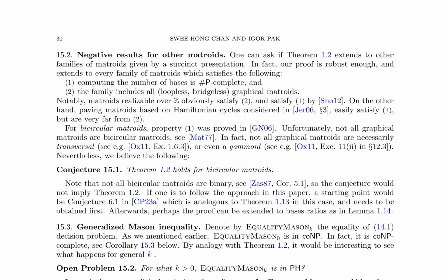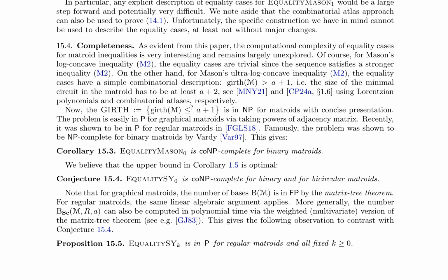One such problem is the computational complexity of equality cases for matroid inequalities, which they believe to be NP-complete for binary and bicircular matroids. They also pose a question about the complexity of the equality cases for the Stanley-Yan inequality, suggesting that it might be in P for regular matroids and all fixed k greater than or equal to 0. Finally, the paper concludes with a discussion on the implications of their findings for future research directions.